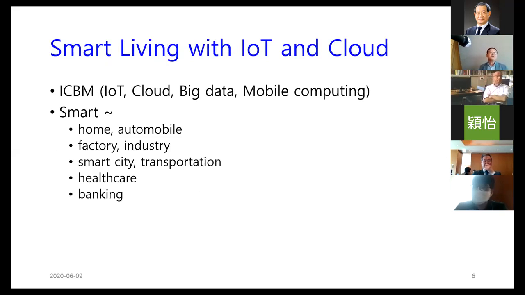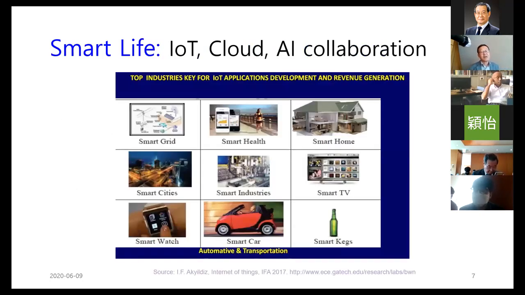Recently, we use the terms smart everywhere, smart living, supported by IoT sensors and cloud computers. They call it ICBM. It's not the military term. IoT, cloud, big data and mobile computing combined together to get very meaningful and useful results. So, for example, smart home, smart automobile, smart factory, and so on. So we can easily think about what they are doing for our life. This shows pictures of these smart things. About your field, the smart grid is one of them. Smart health, smart home, smart cities, and so on.